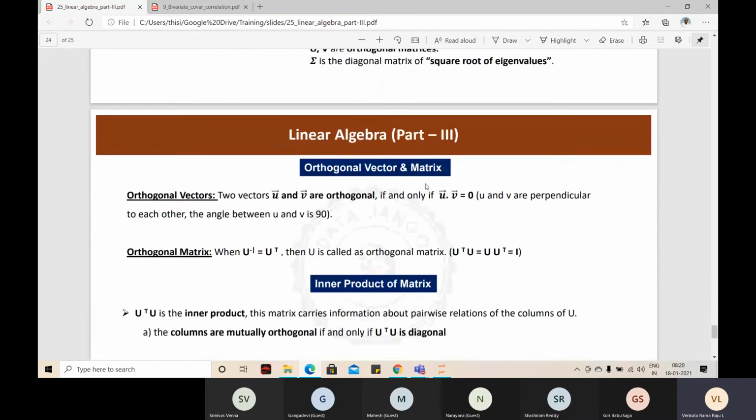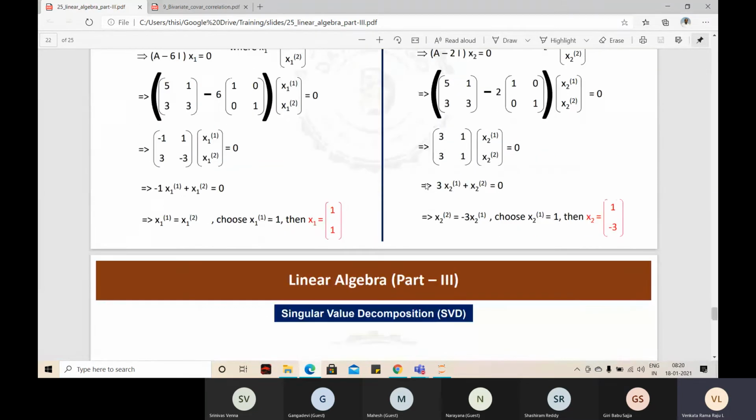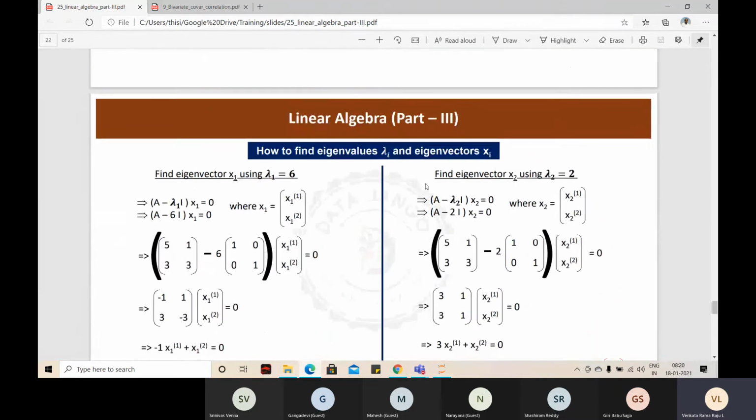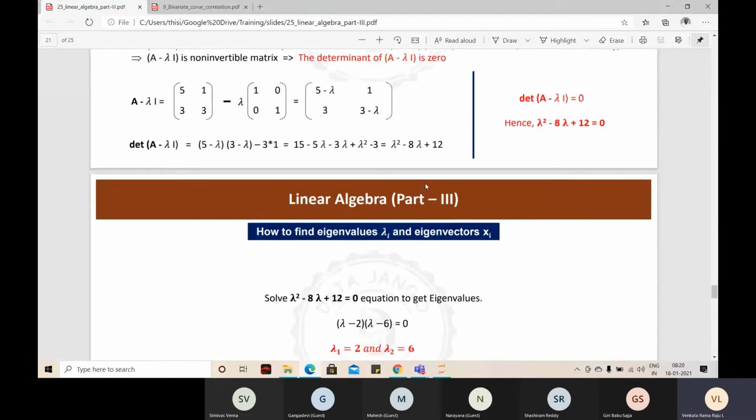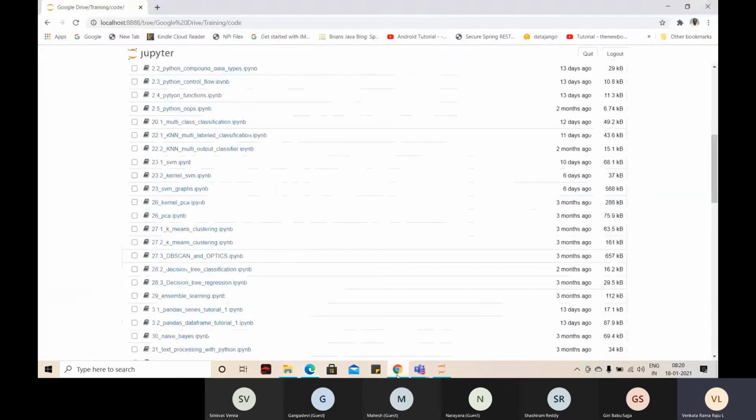Singular value decomposition I'll explain later. First we understood eigenvalues and eigenvectors, I hope. And we'll go into principal component analysis and understand that and come back to this. This PCA will take at least one more day, but let me start it, at least.